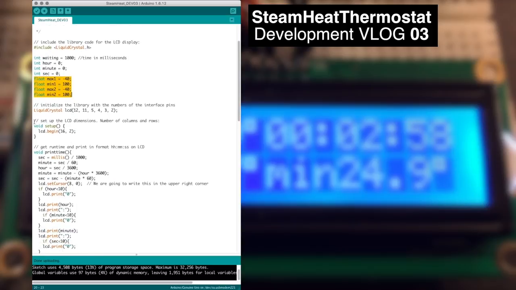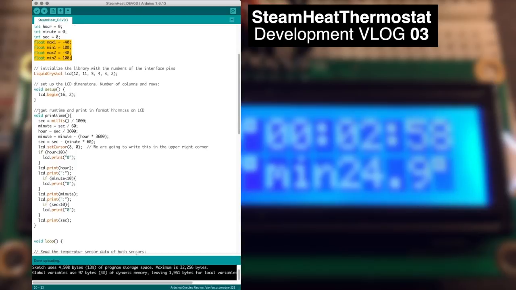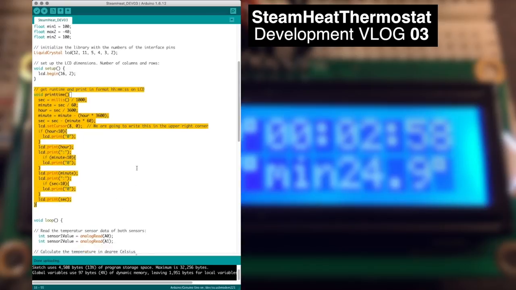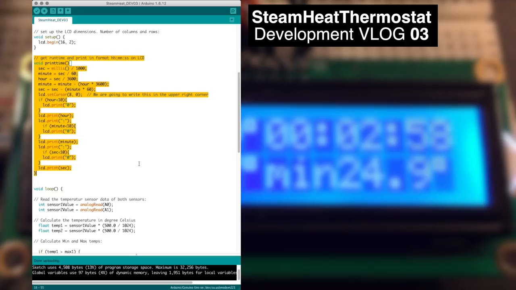What else do we have here? Initializing the LCD here. Then here I calculate the hours, minutes, and seconds for the LCD and print them on the LCD as a function here. Well, do I need to explain this? How I did this here.